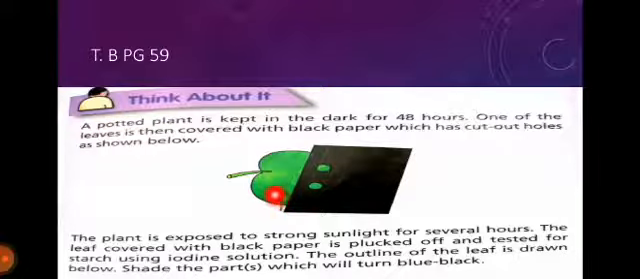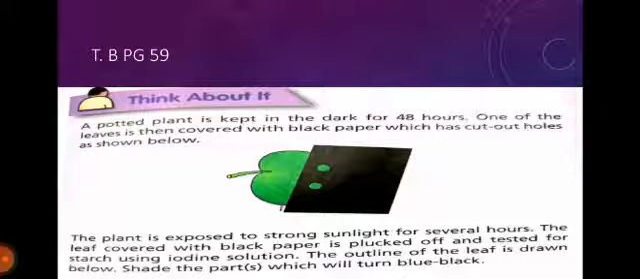Okay, what they did, they kept this plant for 2 days in the dark, and then after 2 days, they took that plant and covered half of one leaf with black tape or black paper with holes. Then they placed that same plant in proper sunlight so that it can carry out photosynthesis. When the plant was exposed to the proper sunlight for several hours or 1 day, the leaf covered with black paper was plucked off, and they tested that leaf for starch.